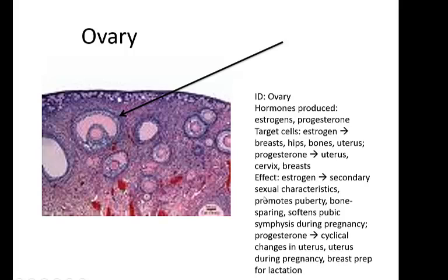Don't list everything that you see on this slide. Keep it very simple. I want identification, one hormone, one target cell, and one effect. If you give me two effects and one of those effects is wrong, I'm going to count all the effects wrong. So please keep it simple on Lab Practical Day.